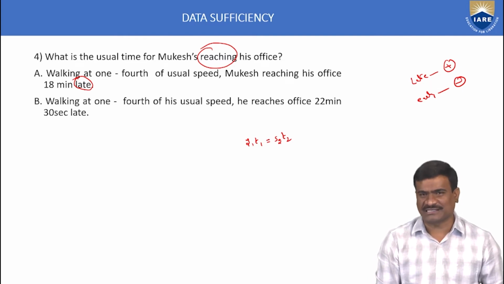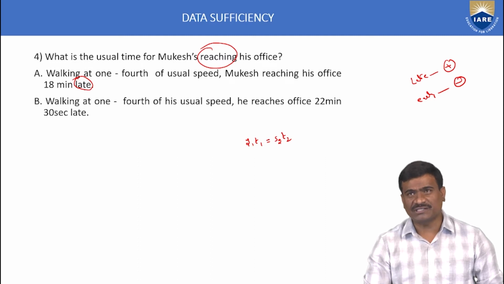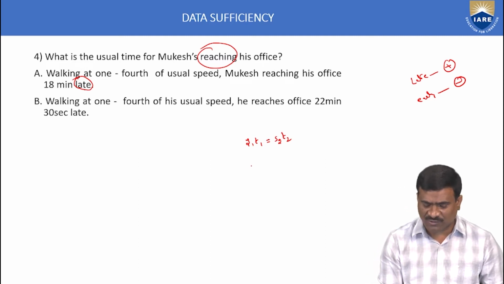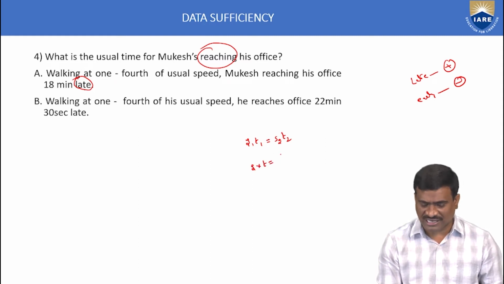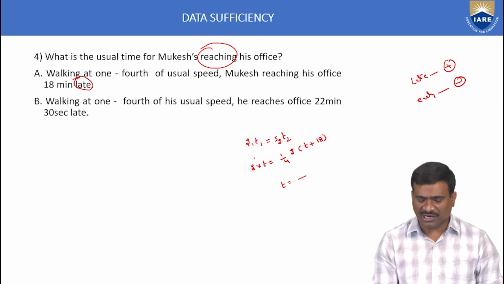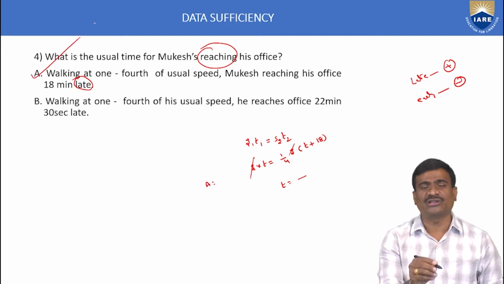Statement A implies the formula S1 T1 is equal to S2 T2, where S1 is equal to S, T1 is equal to T, S2 is equal to 1 by 4 into S, and T2, being late by 18 minutes, is T plus 18. In this equation, calculate T, that is your answer. Here the S term cancels. One equation, one unknown, that is possible. Then statement A alone is sufficient.